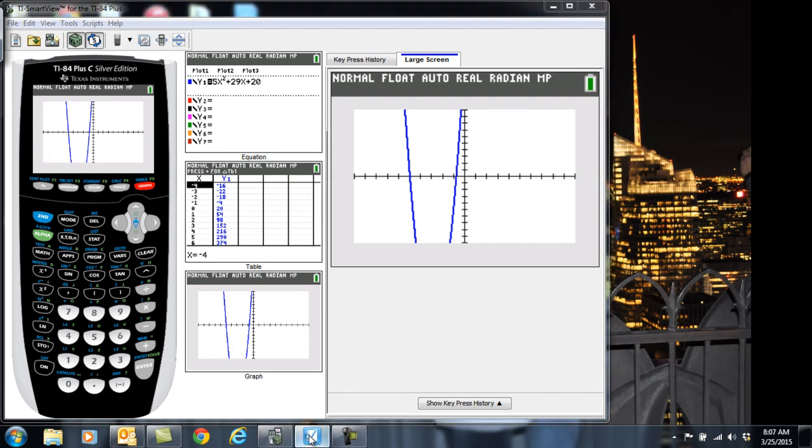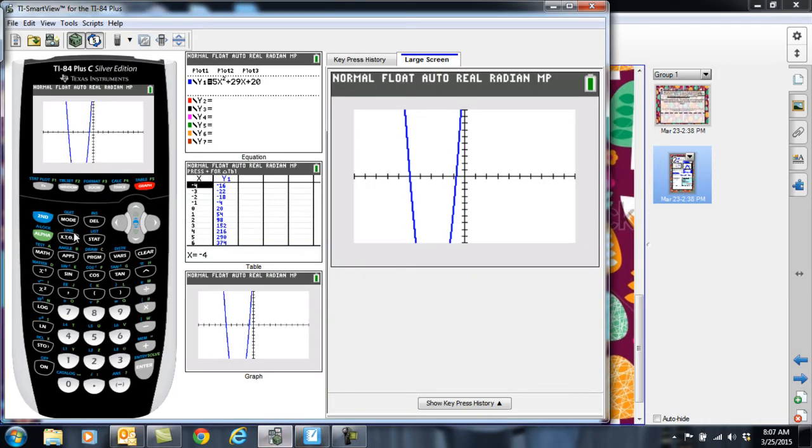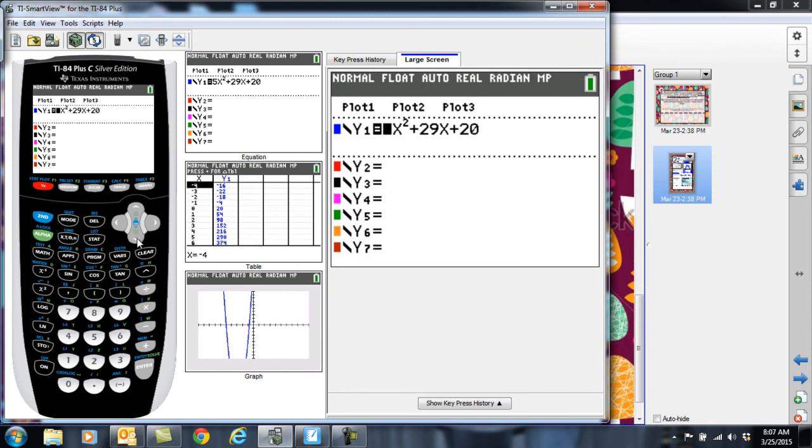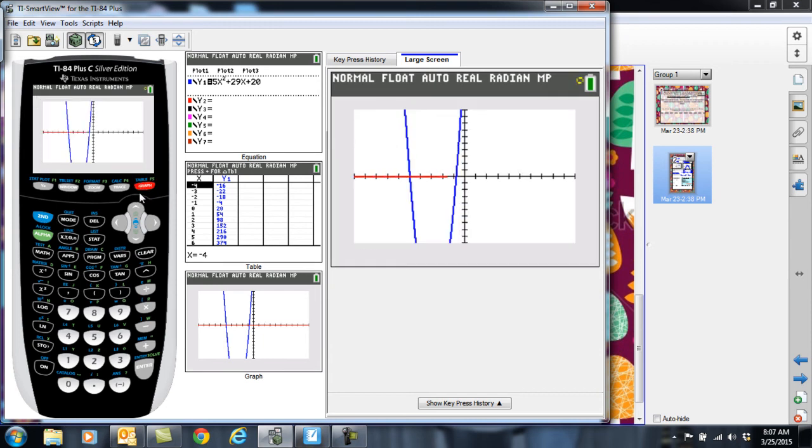So we're going to find those, and if you look at our steps, it says to plug into y2, make y2 0. So on our calculator, we're going to go back to y equals, and in y2, we're going to plug in 0. Then mine is going to show up. When I graph, you're going to see a red line draw across here. Yours will not show up because what it's doing is drawing a line right on the x-axis, so you're going to have a line on the x-axis that you will never see. It's not a big deal. Your calculator knows it's there.